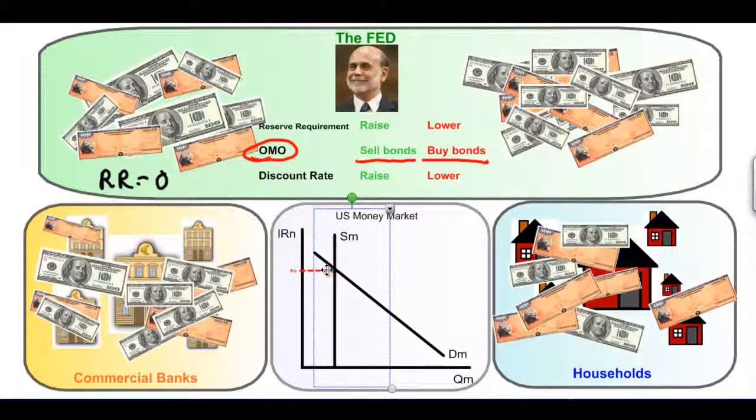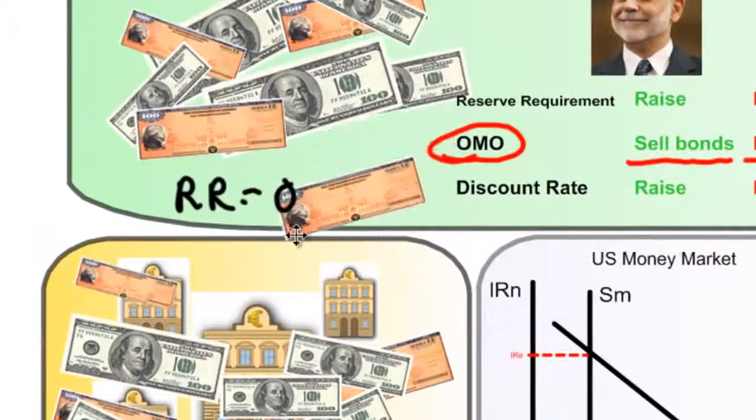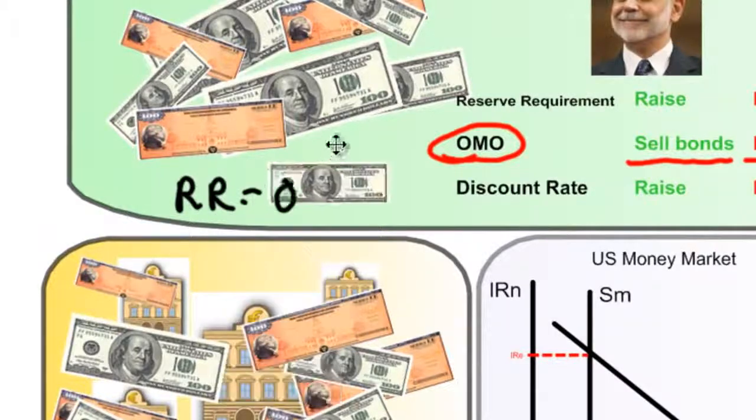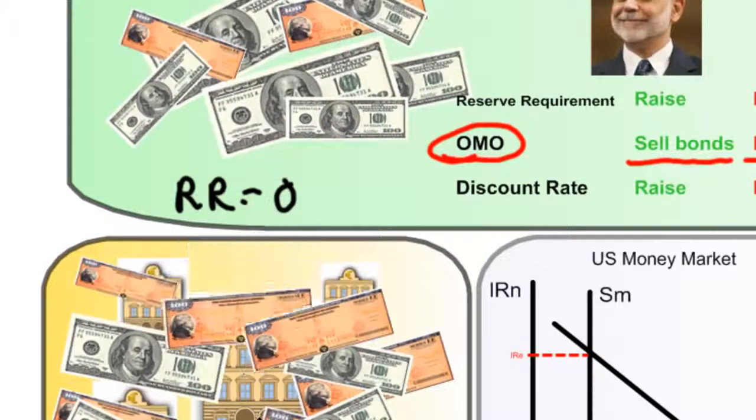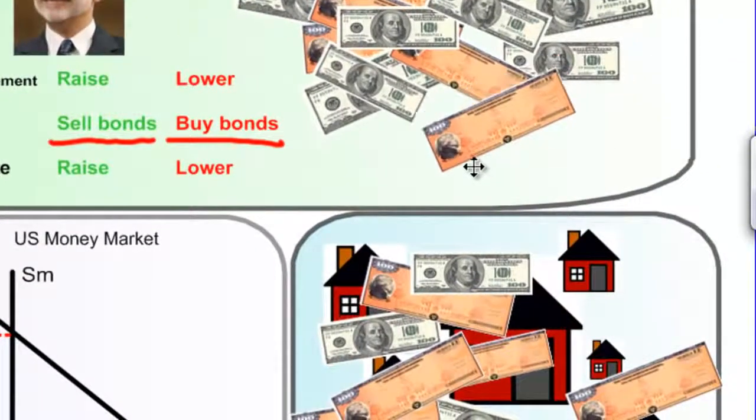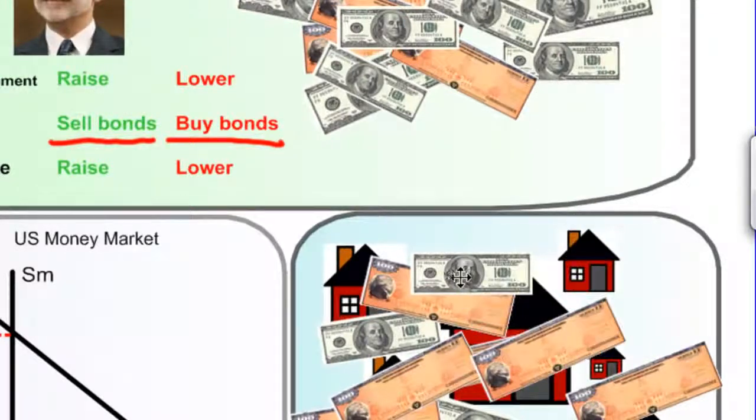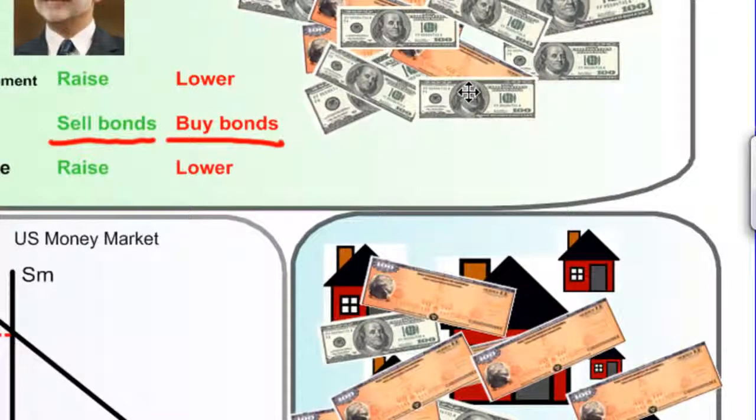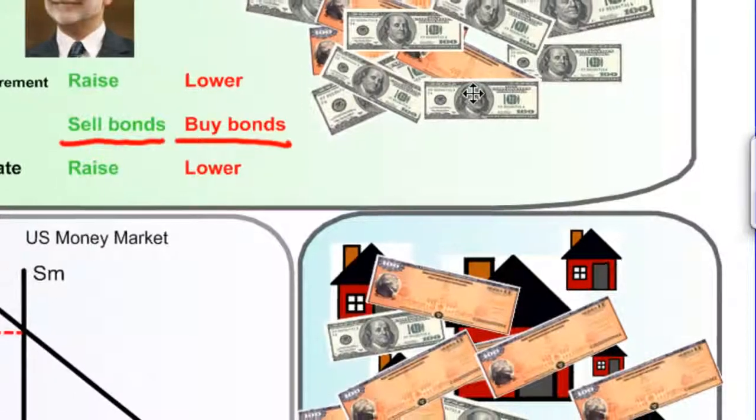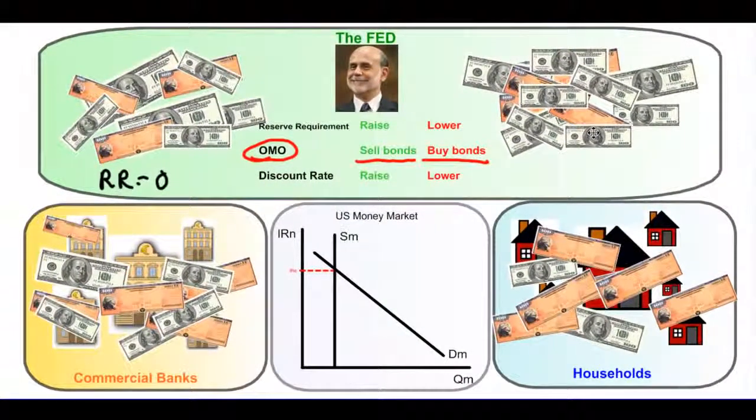On the other hand, if the Fed wishes to decrease the supply of money in the economy, they can sell bonds, in which case money would be given back to the Fed by commercial banks, and money would be given back to the Fed by households. There is now less money in circulation, causing interest rates to rise, decreasing the level of consumption and investment. So that brings us to our final tool of monetary policy.